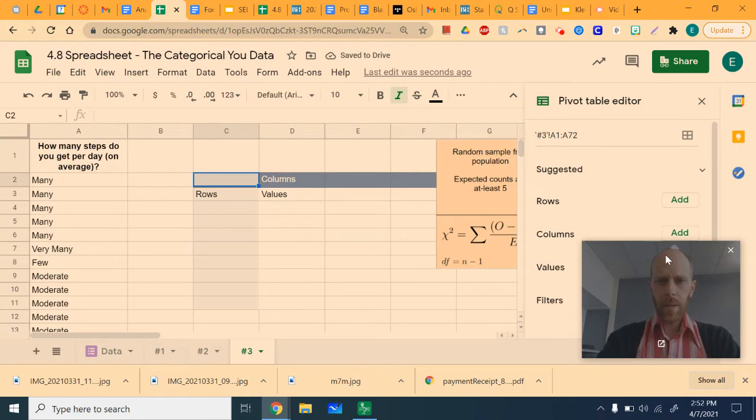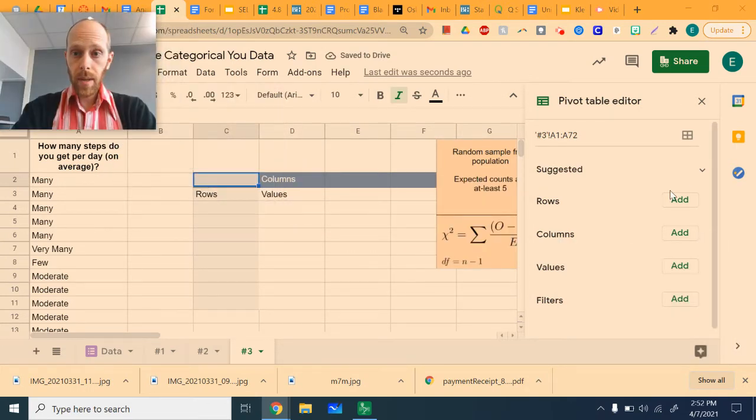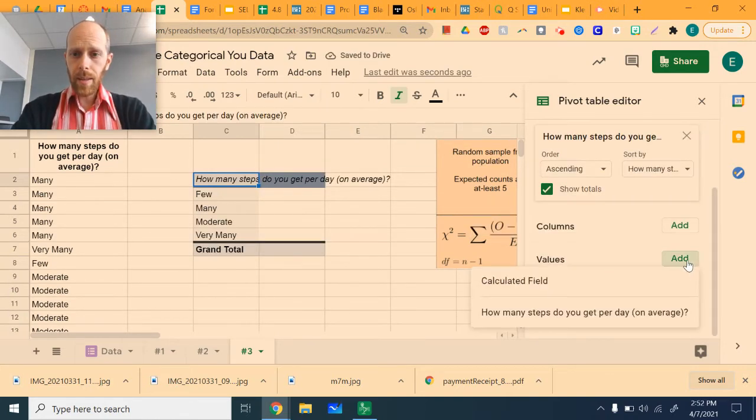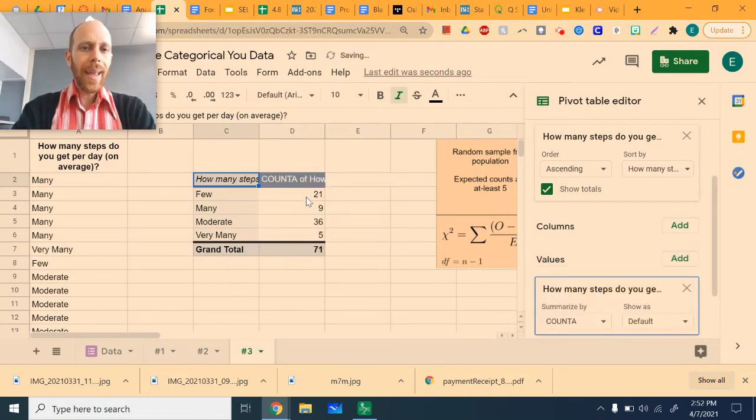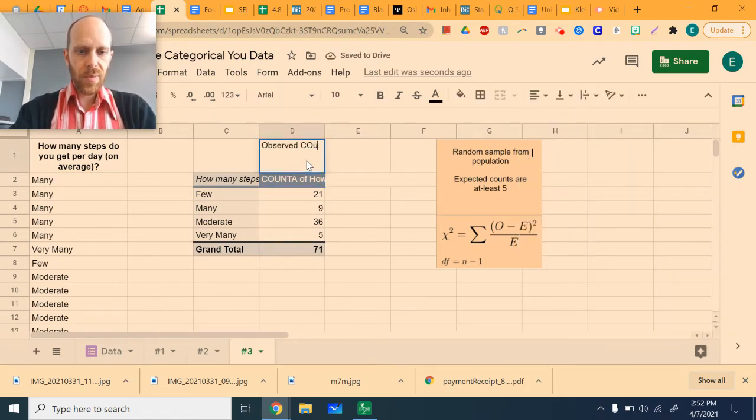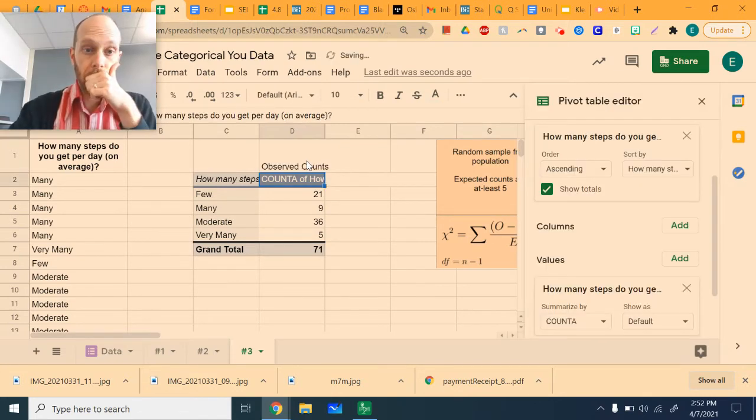And the data that we're going to want in this case are in the rows. We can say how many steps do you get per day, and then we just want values for that. So values, how many steps do we get per day, and it's giving us the counts. Now these data that you're looking at right here, these are the observed counts. Right? So there's our observed counts.